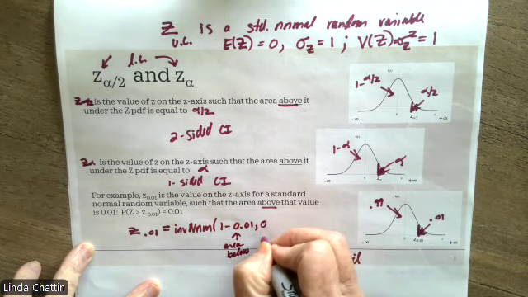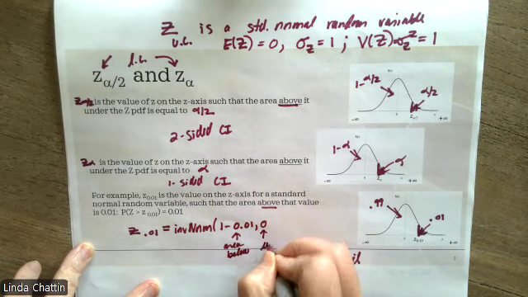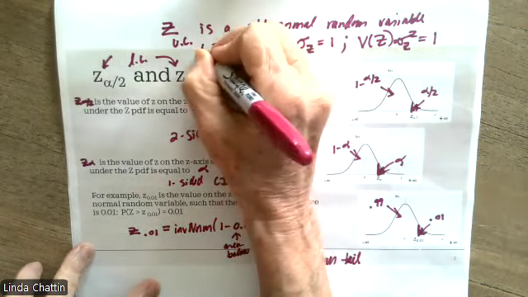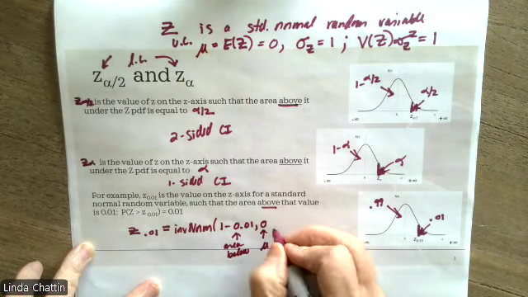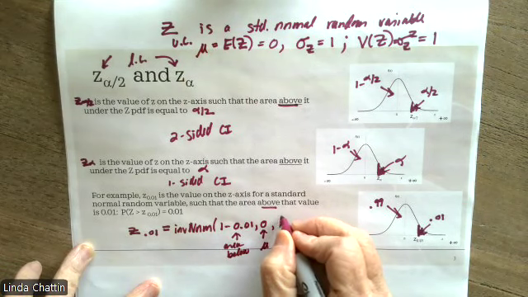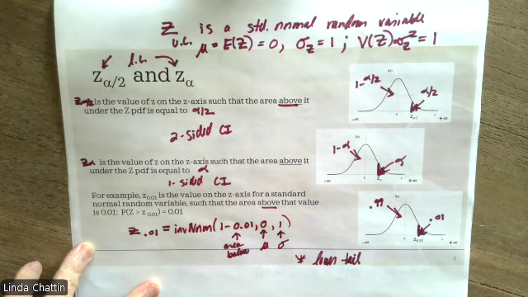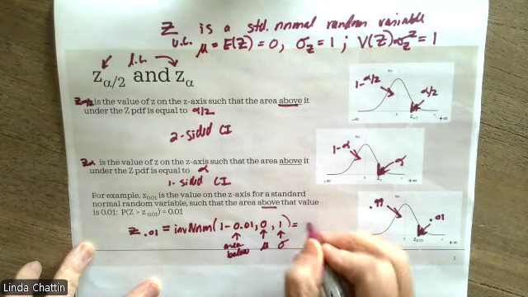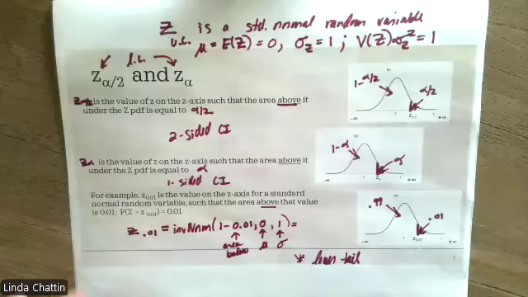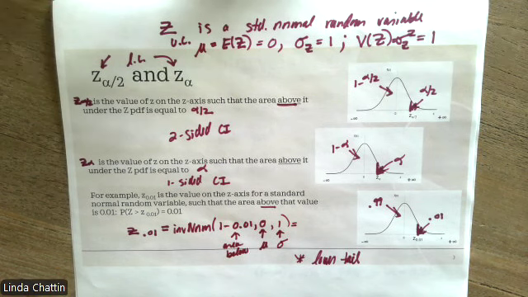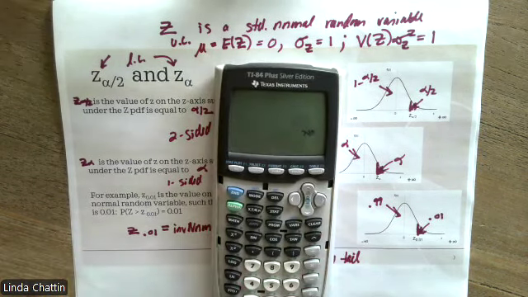Then we have a mean. So the mean of a standard normal random variable is equal to 0. And then I have to give it the standard deviation, and that's also equal to 1. And so when I do inverse norm of 1 minus 0.01, 0, and 1 in my calculator, I will end up with, well, here, I'll show you how to get it, just like this. And I think you can see this one pretty good.